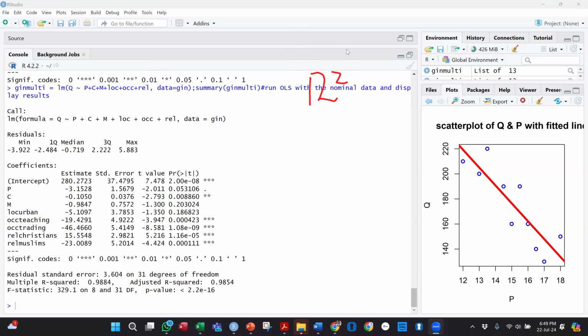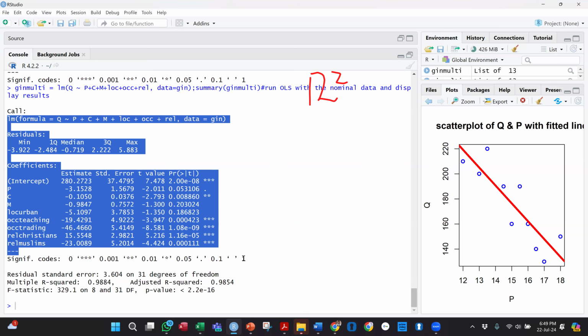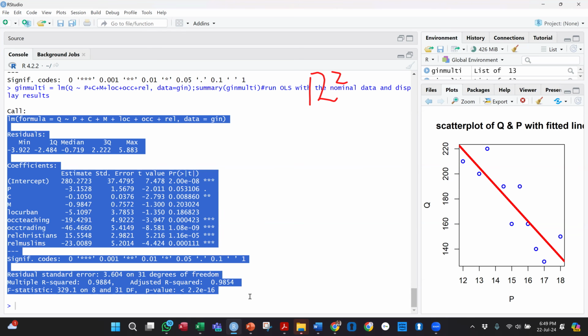So look at the data. Okay. Look at the results that you see on your screen. You too will have a similar result like this. Do you see the value of the R square anywhere? Anybody sees the value of the R square?